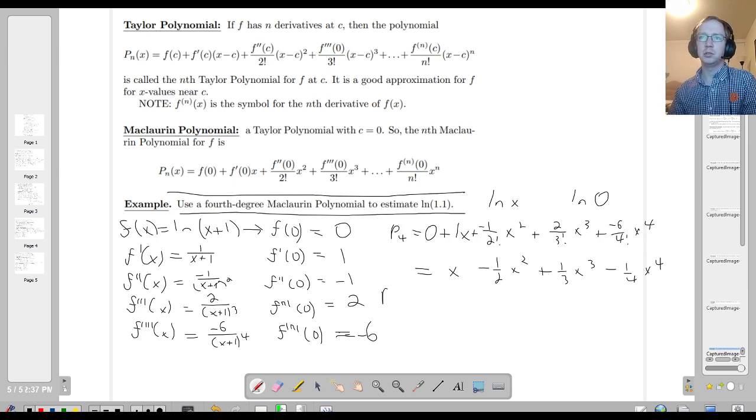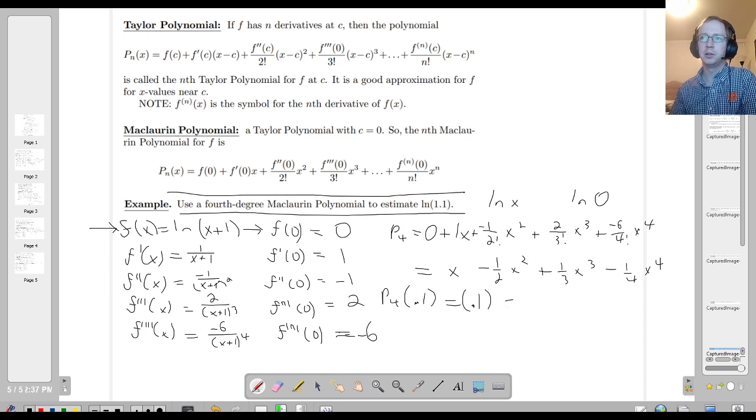Let's try to use it to approximate natural log of 1.1. Now here's something I want you to be careful about. It is tempting to say, well, I'm supposed to just plug in 1.1 here. But actually, if you look back at my original function f, what value of x should I be plugging in to get 1.1 inside there? It's actually just 0.1. So be really careful about that. That's actually the whole reason I did this exercise. So I'm going to plug in 0.1 there for x.